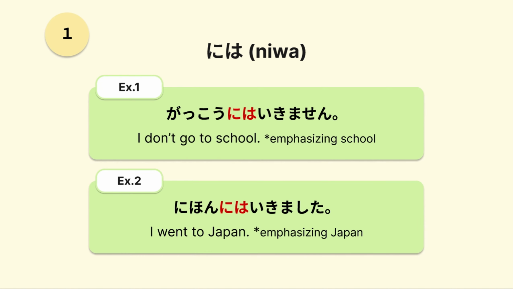For example, 学校には行きません。I don't go to school. In this case, we emphasize school. I don't go to school, but maybe I go somewhere else. Example 2. 日本には行きました。I went to Japan. Also, we emphasize Japan here. I went to Japan, but I didn't go to other places.